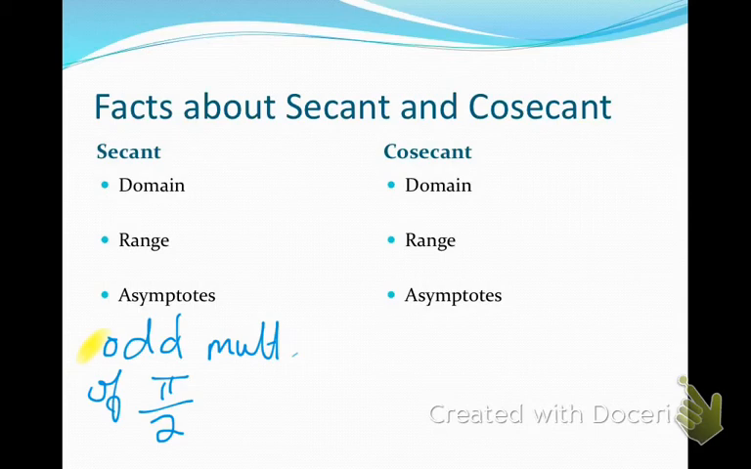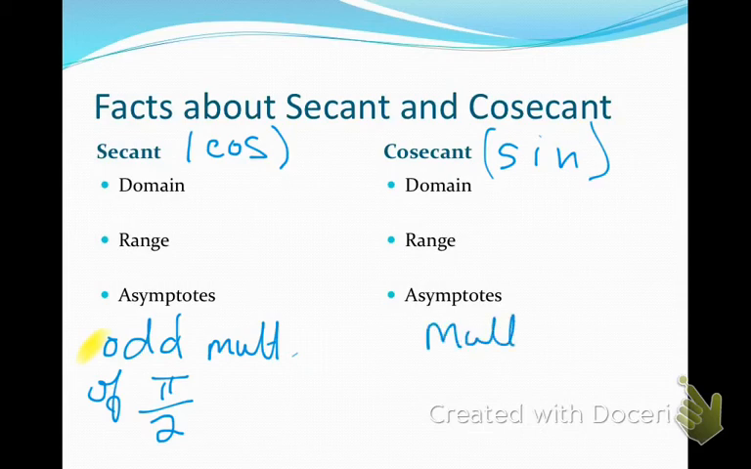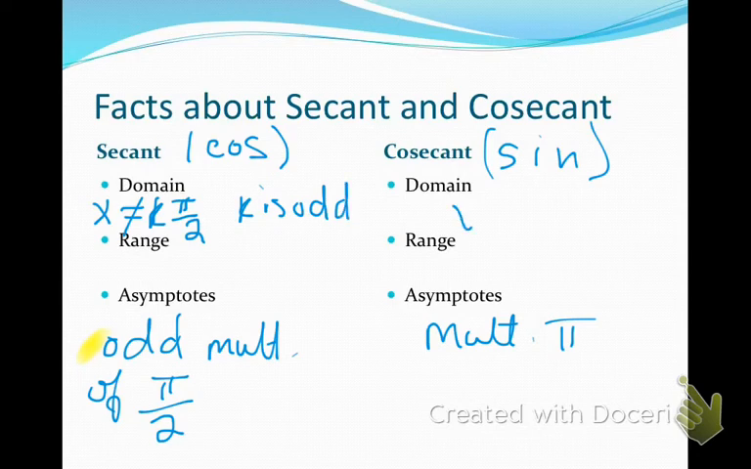In the cosecant, just a reminder, we're going to get our asymptotes at the multiples of pi. That's where the zeros are in sine. So the domain will be anywhere that's not the asymptotes. Since this is written sometimes like k pi over 2, where k is odd. And for this one, we can just write k pi, because it's just any multiple of pi.